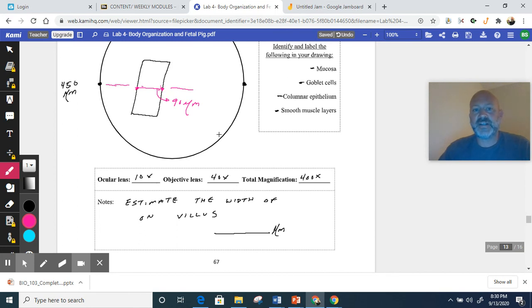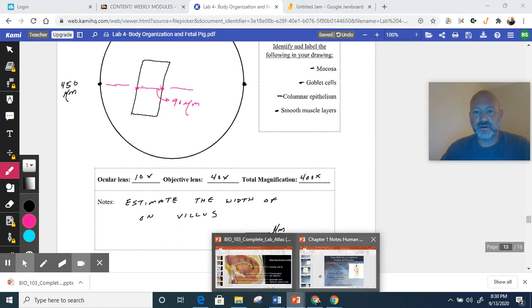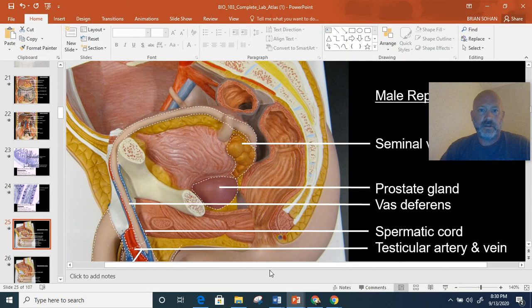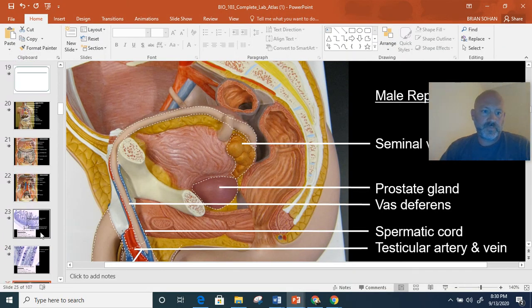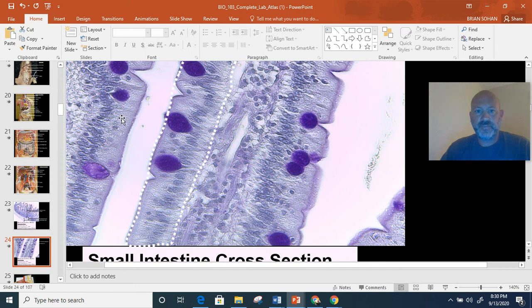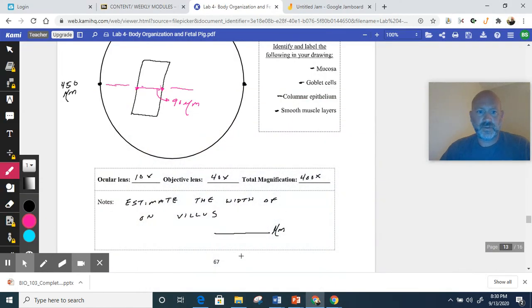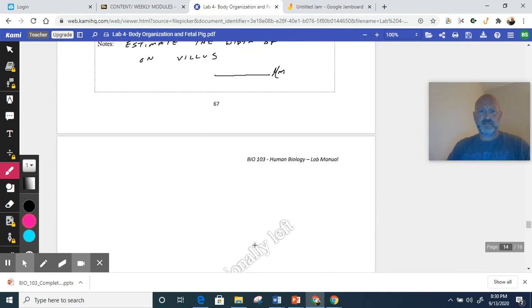But I'm not drawing a rectangle. We're drawing villi, right? So use the lab atlas, these images here, to draw your high power view. Okay. And then estimate the width going across and draw this to scale. All right. And I think that is it.